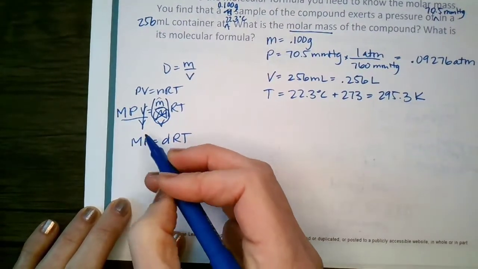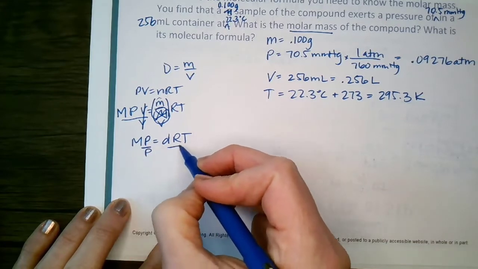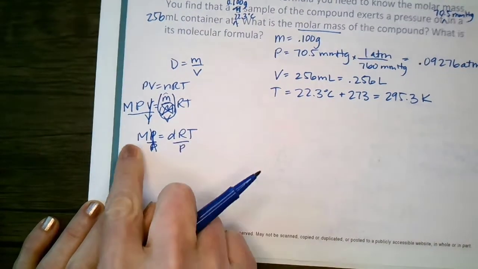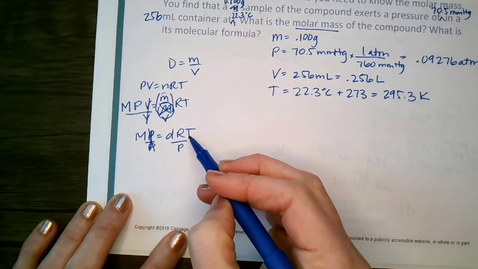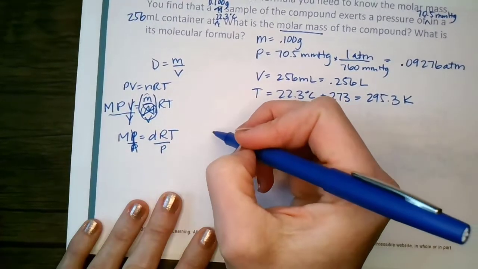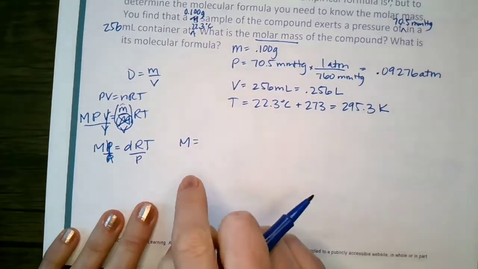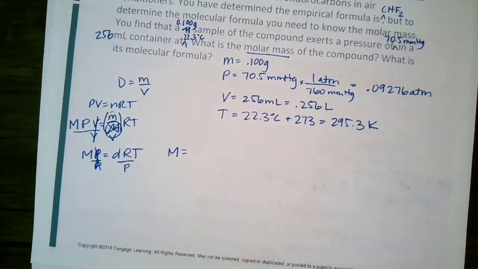Okay, so let's solve for question 1 first, which says, what is the molar mass? I just want M, so we're going to divide both sides by P. So now I have molar mass is equal to density times R, our gas law constant, times temperature over pressure. Let's solve for that first.